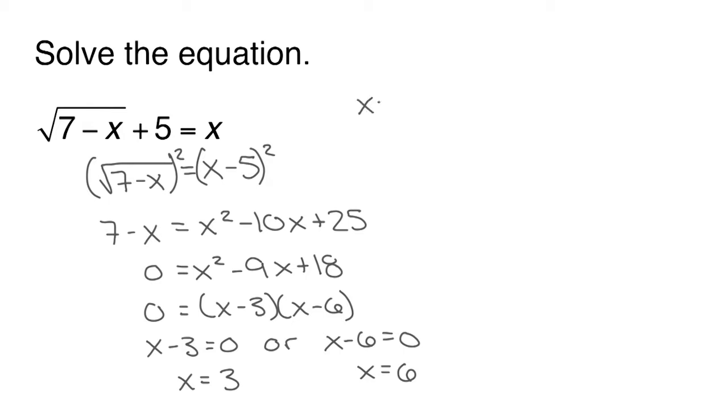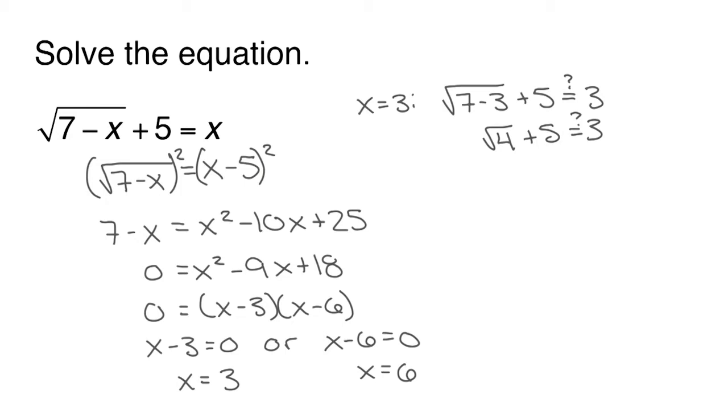Checking x equals 3, we have the square root of 7 minus 3 plus 5, and we're checking to see if that is equal to 3. 7 minus 3 is 4, so we have the square root of 4 plus 5, which we're checking to see if that is equal to 3. The square root of 4 is 2, so we have 2 plus 5 on the left and 3 on the right. Adding on the left, we have 7 is equal to 3, which is false, and therefore x equals 3 is not a solution to the equation.